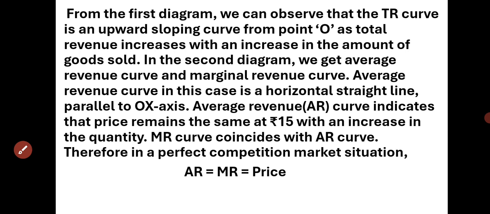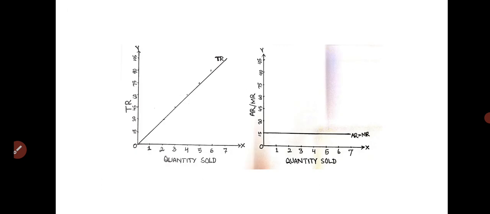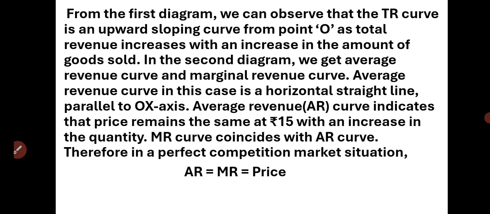Then we will elaborate it. From the first diagram, we can observe that the TR curve is an upward sloping curve from point O, as total revenue increases with an increase in the amount of goods sold. So it is an upward sloping curve from the left, from point O.